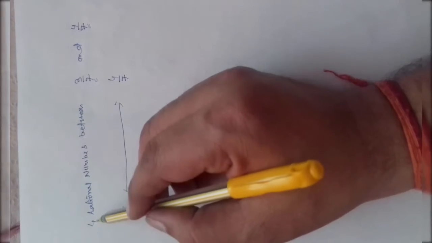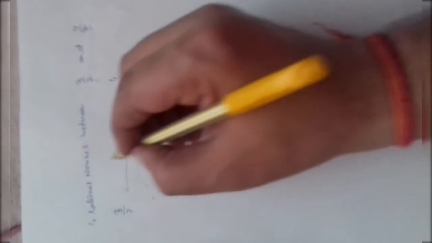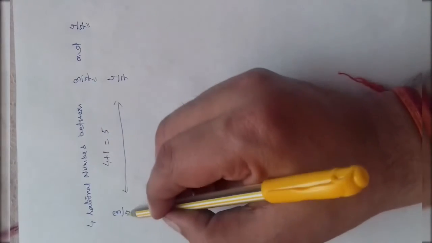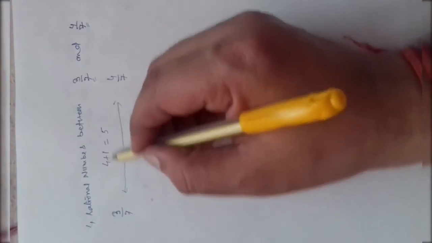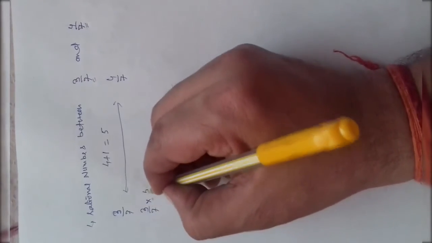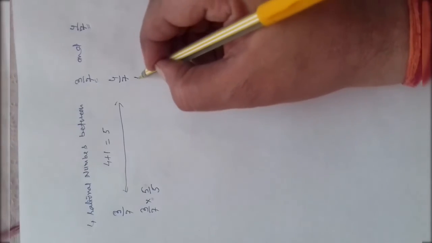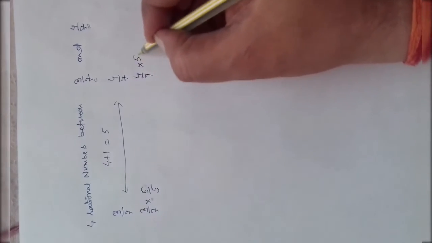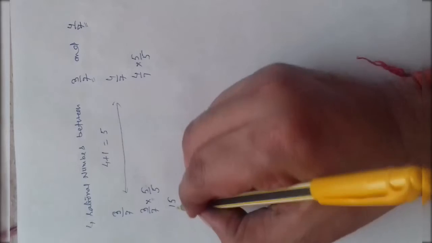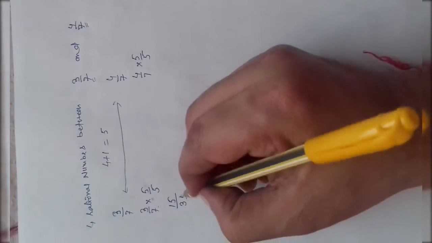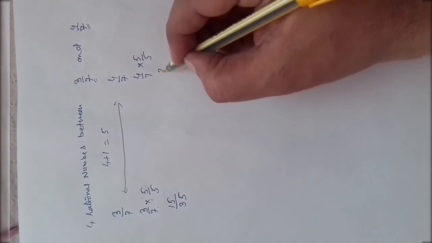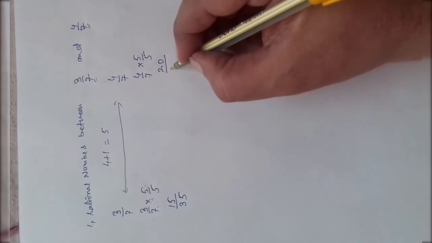As in the previous example, add 1 to 4 and we get 5. So we multiply these two numbers by the fraction 5 upon 5. So 3 by 7 multiplied by 5 upon 5 and 4 upon 7 multiplied by 5 upon 5. What will we get here? 3 into 5, that is 15 upon 35, and on the right side we get 4 into 5, that is 20 upon 7 into 5, 35.